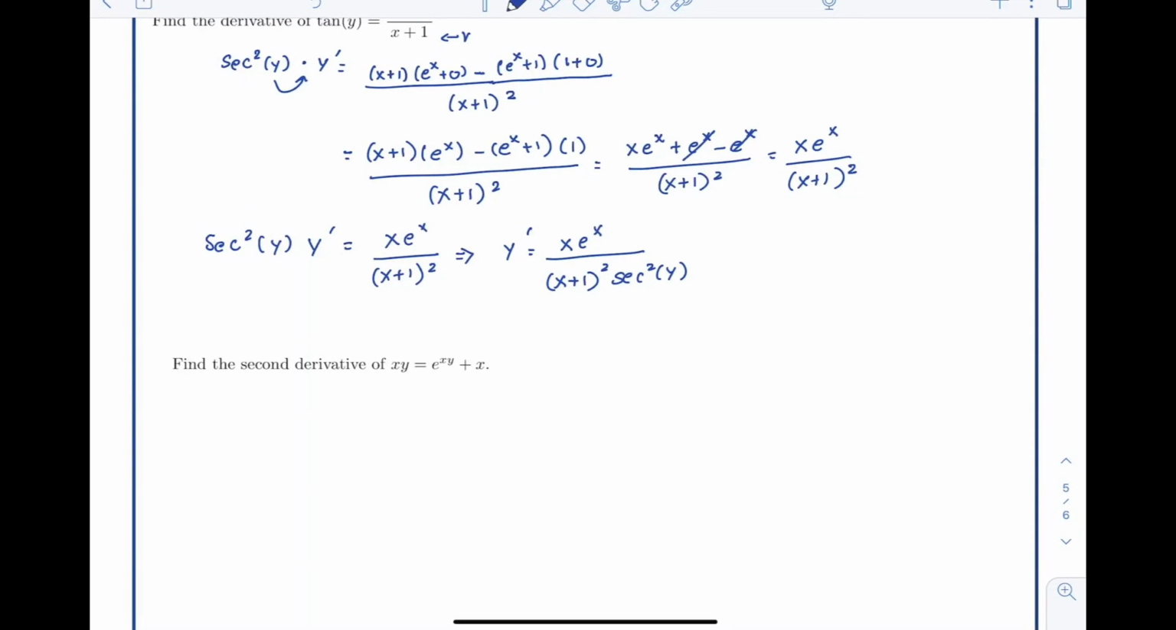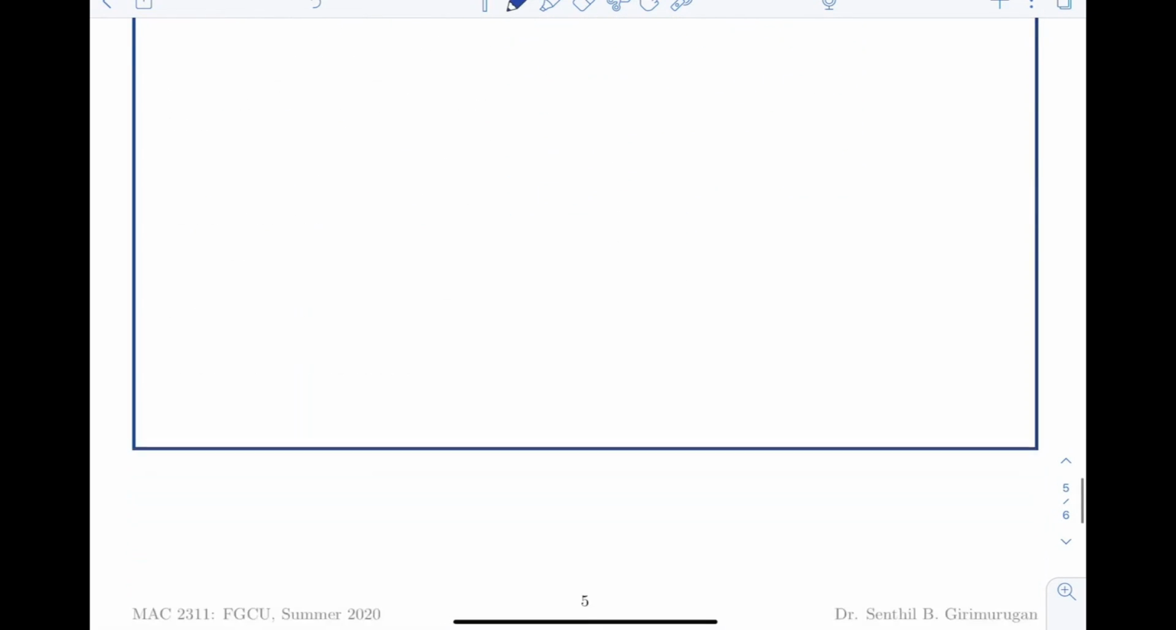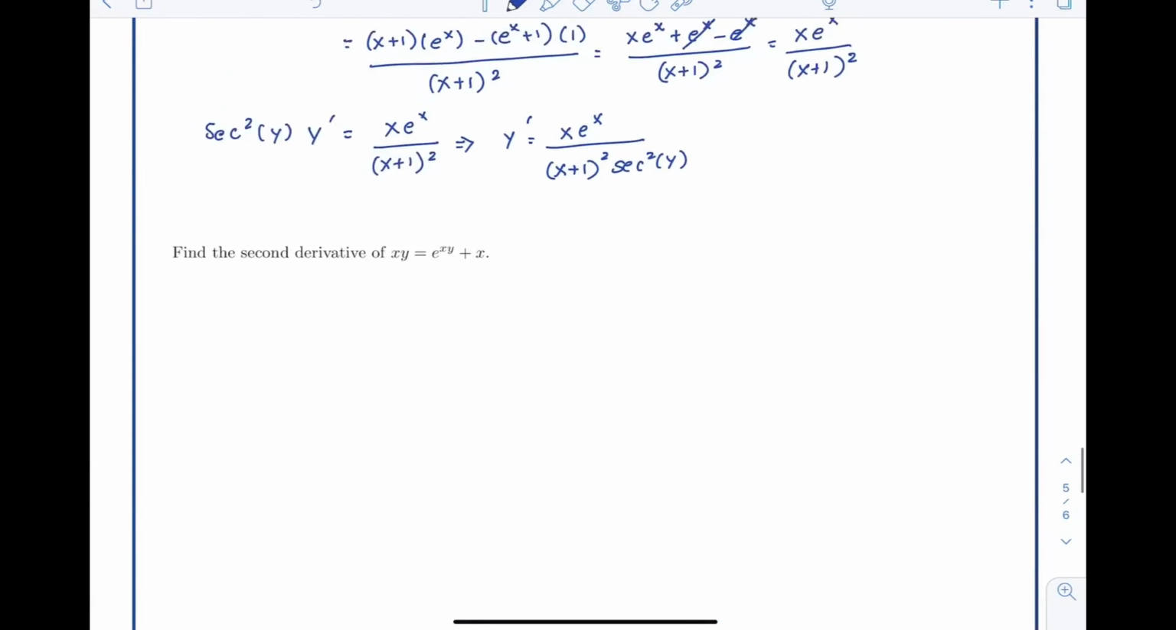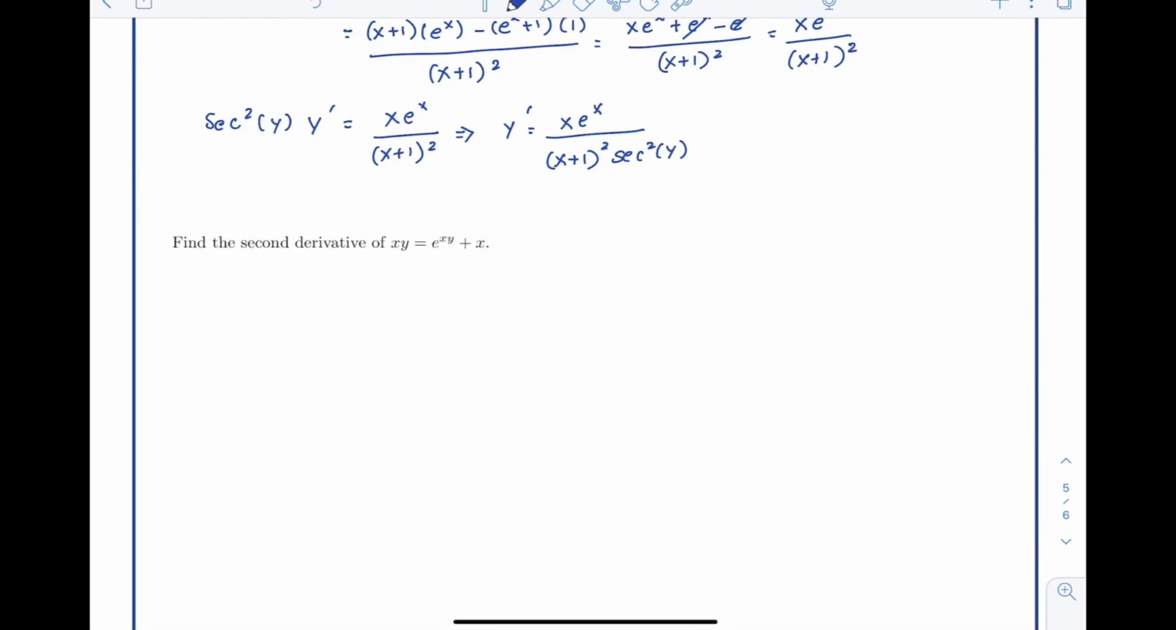So I'm just dividing by secant squared y on both sides. And as always, since we are finding the implicit derivative, the derivative also depends on y implicitly, which we can always expect. So y prime depends on y itself implicitly.